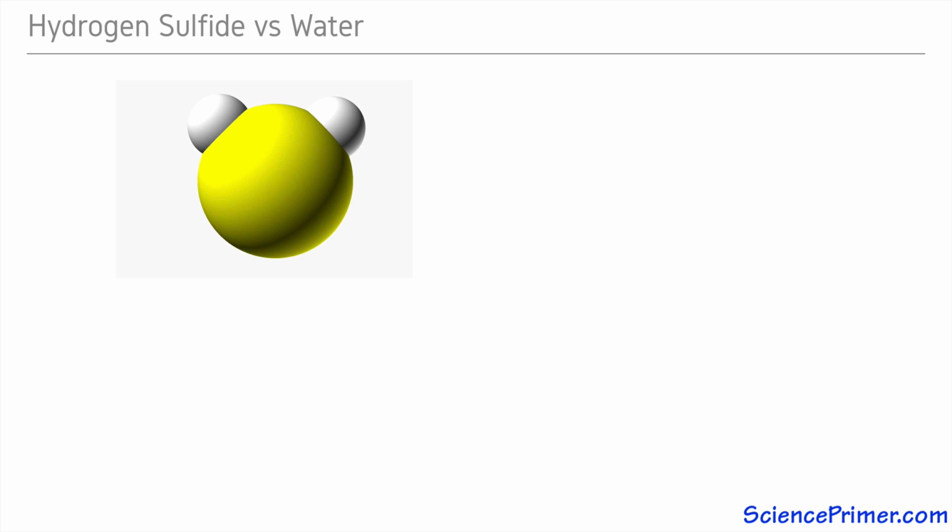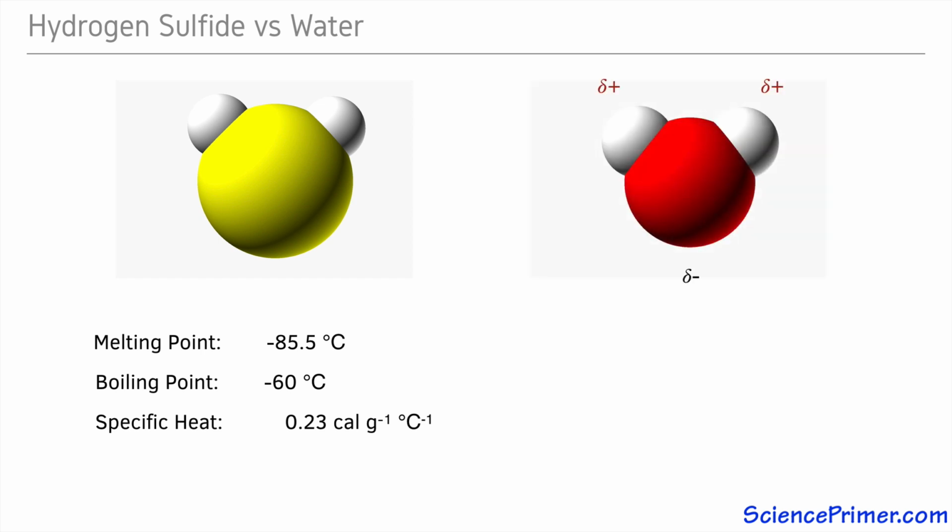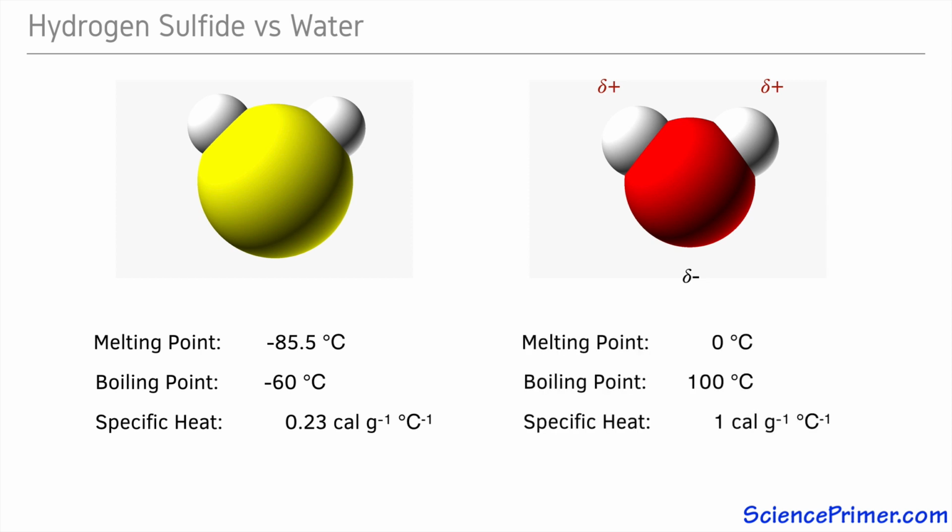The lack of hydrogen bonding makes this a great comparison to demonstrate how hydrogen bonding influences the chemical properties of water. Hydrogen sulfide has a melting point of negative 85.5 degrees C, a boiling point of negative 60.7 degrees C, and a fairly typical specific heat of 0.23 calories per gram degree C. Contrast this with water, which has strong dipoles and the ability to form hydrogen bonds, resulting in much higher melting and boiling points, as well as an unusually high specific heat.